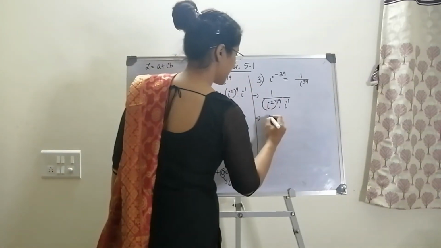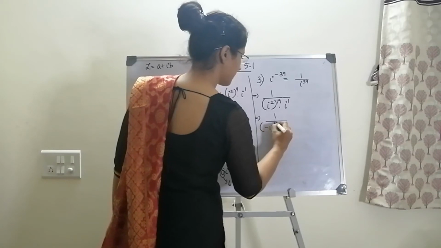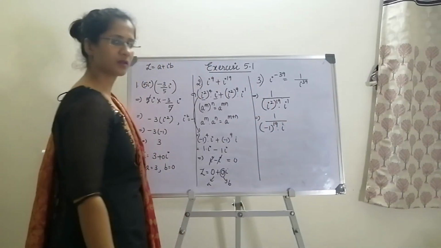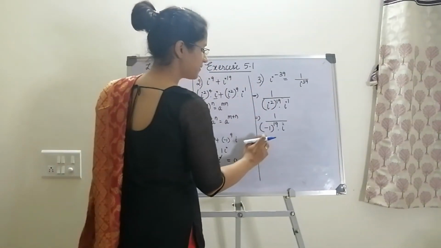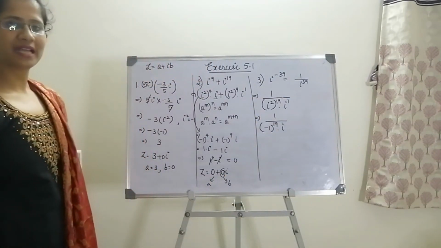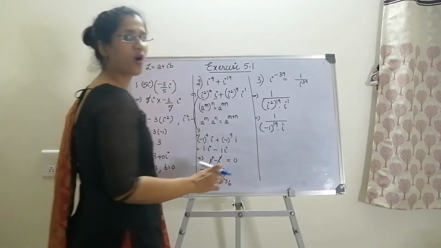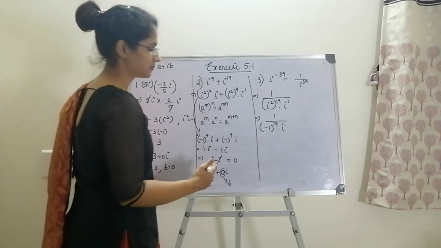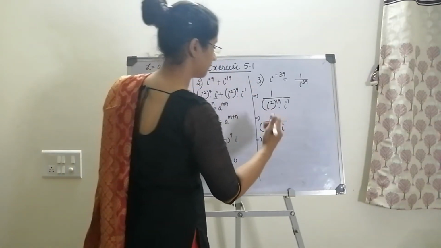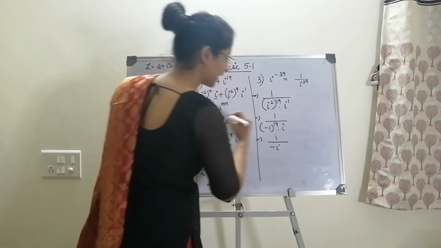So therefore this can be written as 1 divided by minus 1 whole to the power 19 into 1 into i. Yes. Now 1 divided by minus 1 whole to the power 19. We all know that any negative term with an odd power will always give me a negative term. Correct? So this can be written as 1 divided by minus i.